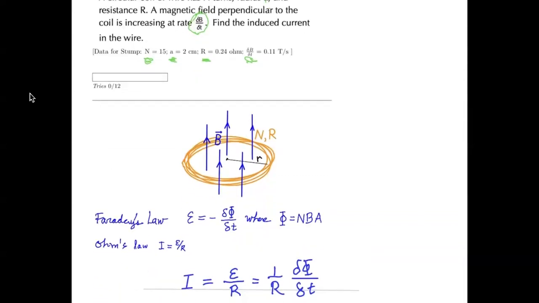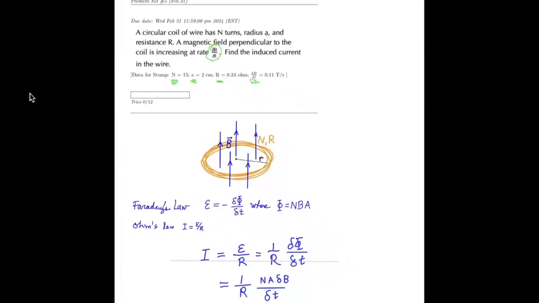Now, this isn't an alternating current. This is just a current. This is just a case where the magnetic field is changing linearly in time, not alternating. So to solve this problem, as usual, we draw a picture. So here's a picture. A coil with N turns of wire. And there's a magnetic field passing through the coil.